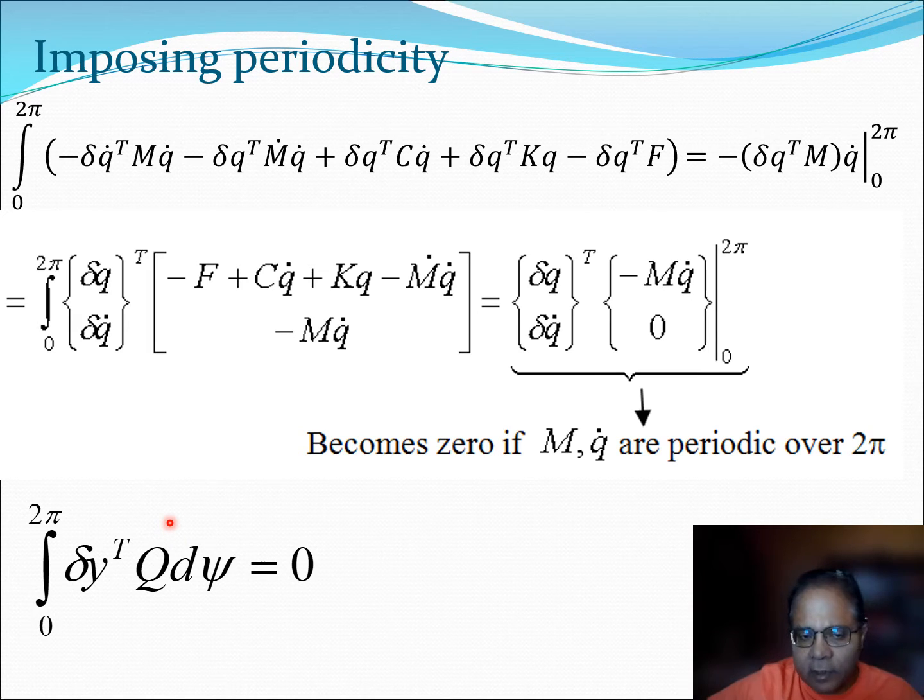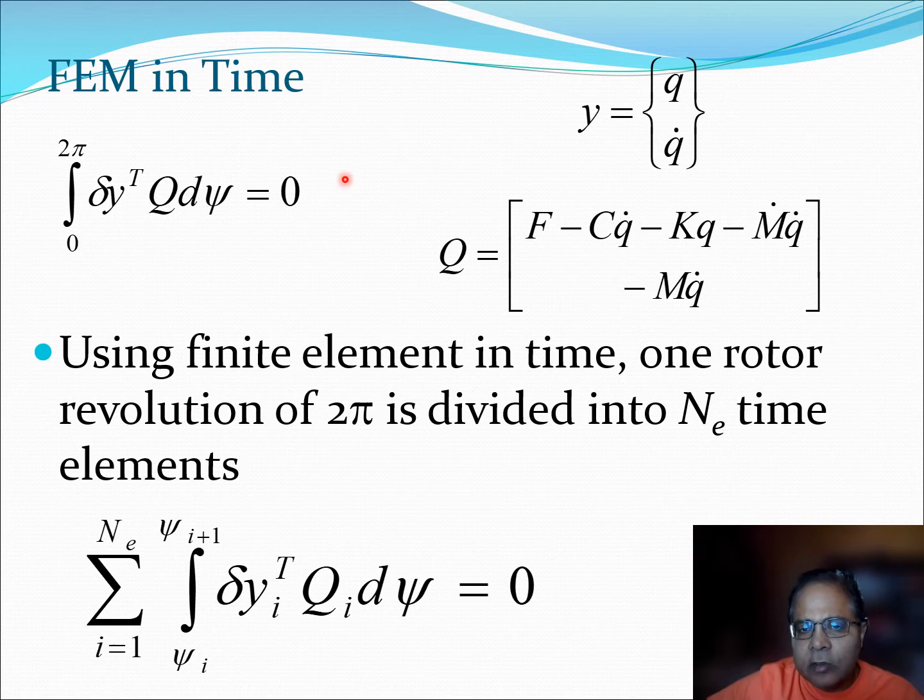So that's what we get at this point. Now we look at this equation. This has two components. This has y, which contains q and q dot, and it's got q, which contains f, c, k, m, q dot, m dot, and so on. Now what we do is we discretize this integral into a large number of parts.